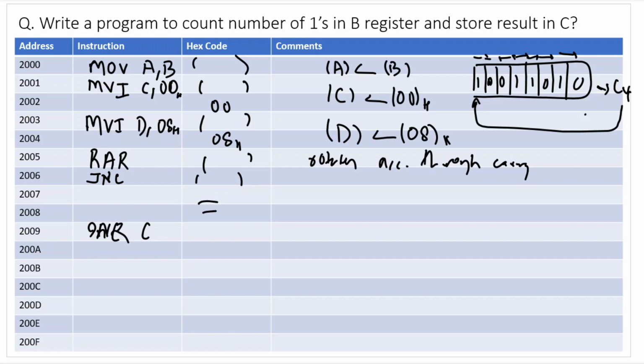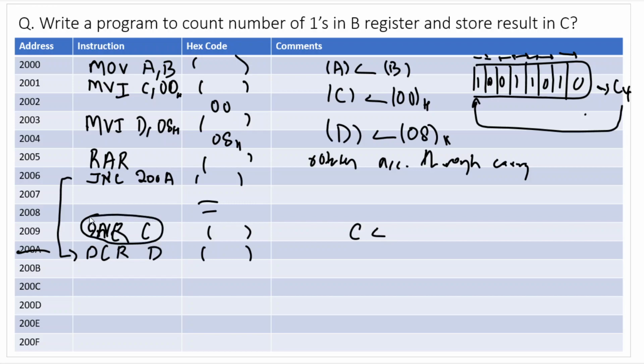What we'll be doing after here, DCR D, decrementing the value of the D register. So we have to do this 8 times, so we need to make sure that we are performing this task 8 times. So JNC, this memory location, that is 200A. So if carry flag will be equal to 0, it will directly jump to this location where the D register will be decremented. You have to write its opcode, you have to write the opcode of INR as well. If carry is set, then in that case C has to be incremented by 1.